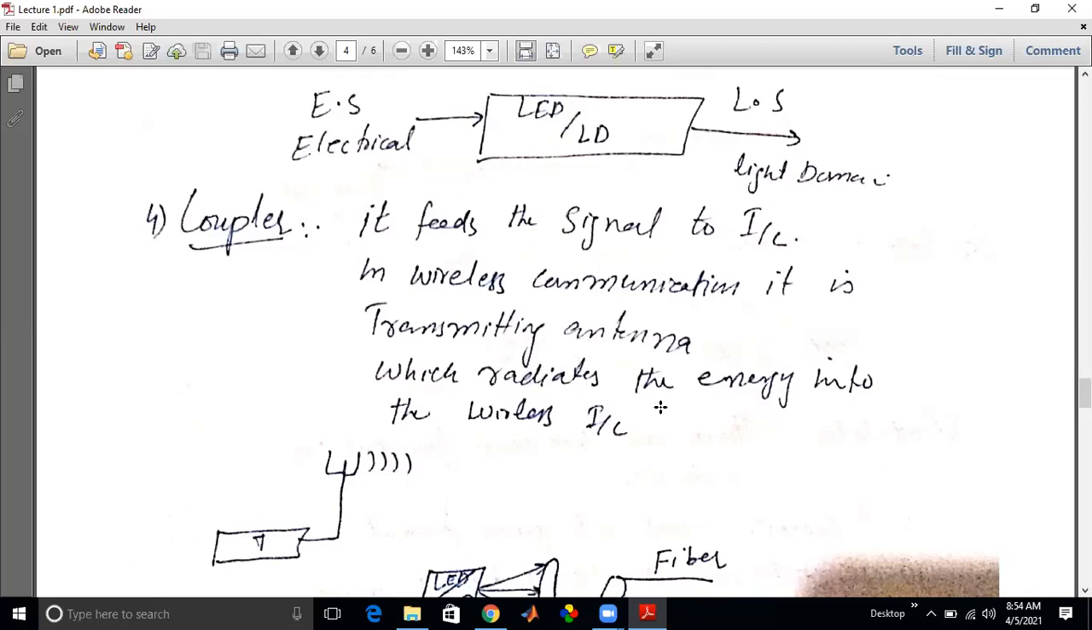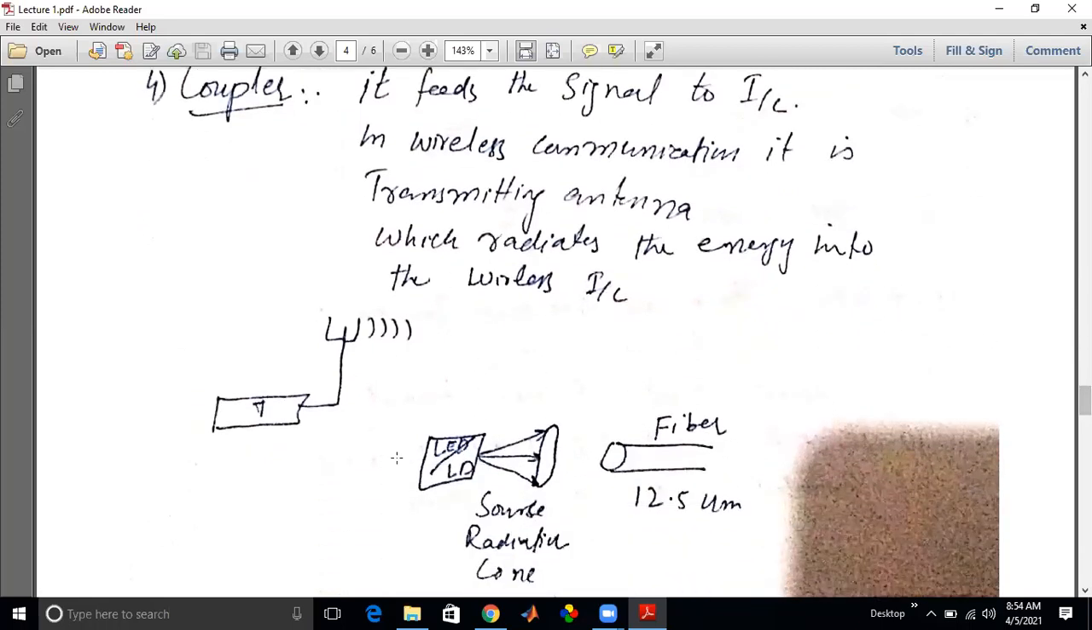The transmitting antenna radiates the energy into the wireless information channel. And generally, we denote that this is the transmitter and this is the antenna, and they radiate the energy.